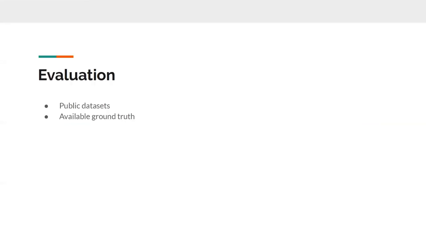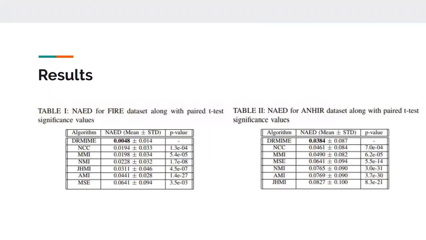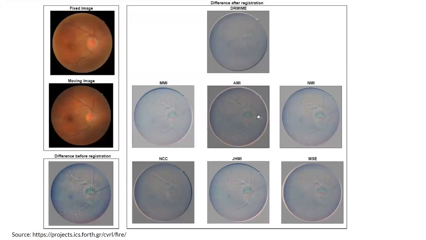We evaluated our algorithm on a couple of publicly available datasets, which also had the ground truth available. And compared to SITK, SimpleElastix, and AirLab, our algorithm did quite well. This is a visual representation of a sample pair from the FIRE dataset. And you can notice the subtle differences between all of these registration results.